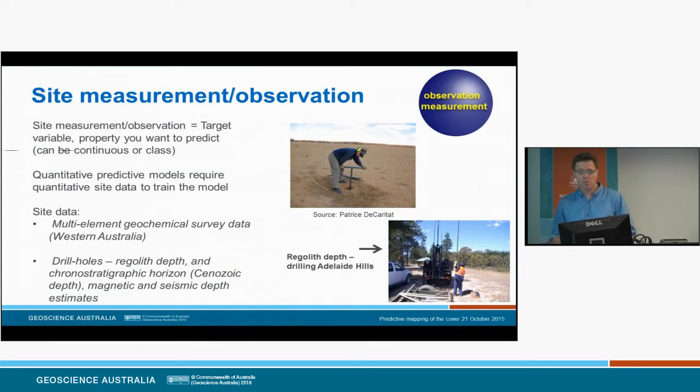So your site measurements or observations, essentially that's your target variable. That's the property you want to predict. Okay? If you want to be quantitative, you need quantitative site data to train the model. Some examples of this are multi-element geochemistry, geochemical survey data, and drill hole depths, okay, from drilling, or inferred from magnetics or seismic depth estimates. And there are some examples I'll show in the talk.